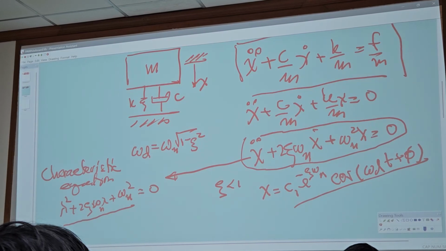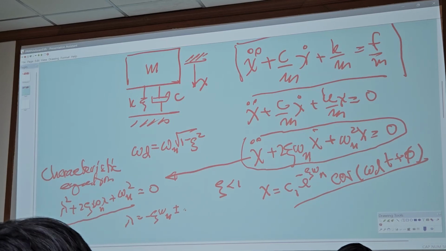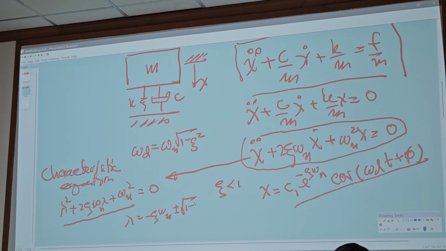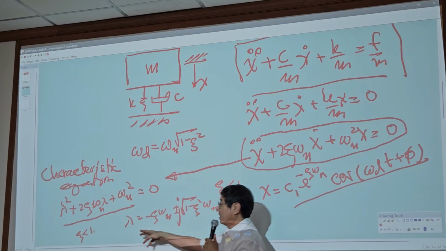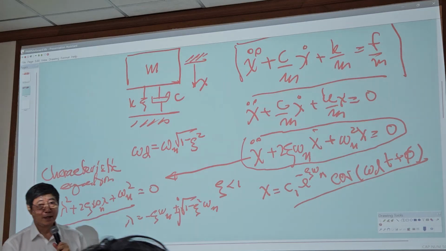So you have this one. See, the root of this one will be, as I mentioned before, right? If zeta is less than 1, you have this solution. Right? See?